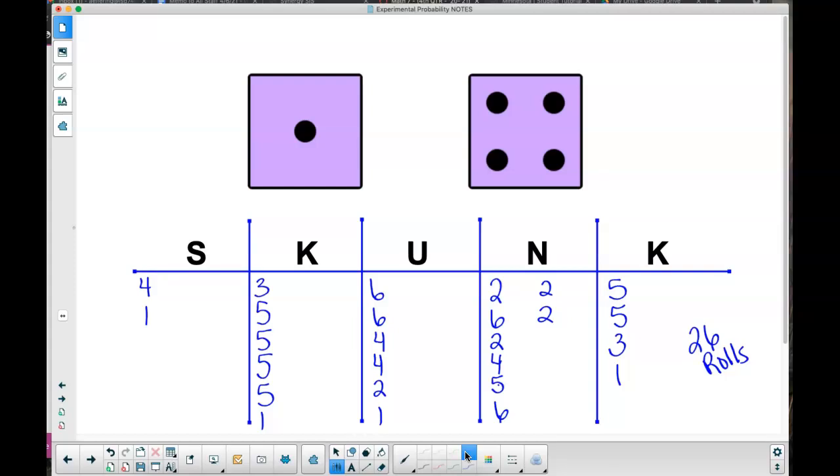Okay, so here's my question. Let's relate this back to some probability. I rolled the die 26 times. What is the probability of rolling a 1? How would I figure out the probability of rolling a 1? How many times did I roll a 1? 4 out of 26. So it's 15.4%.